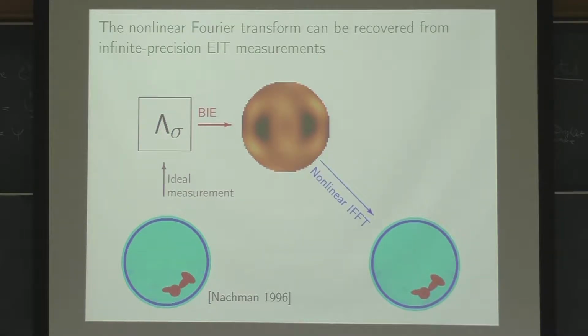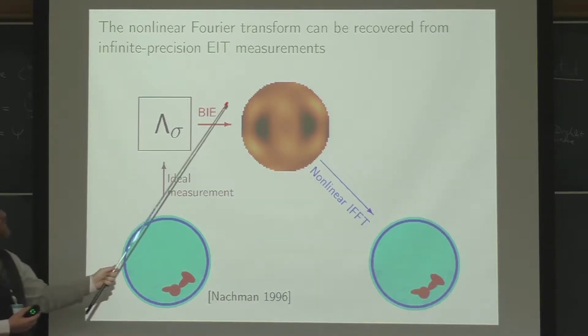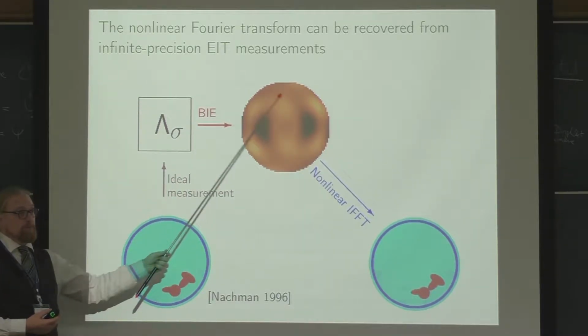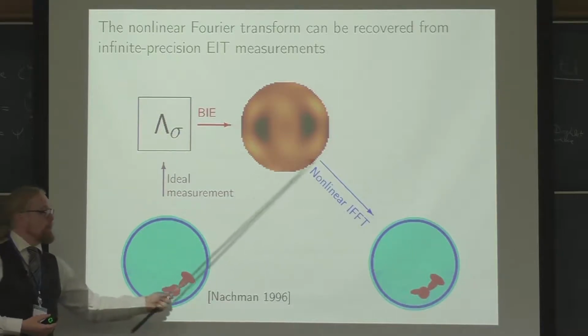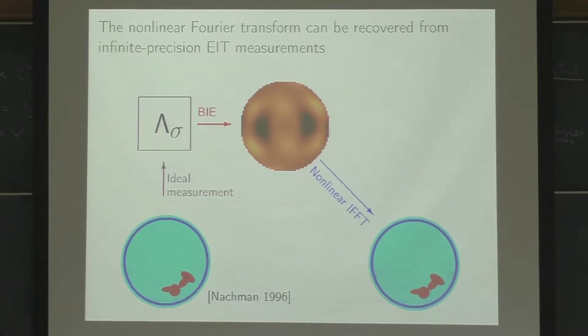And then Adrian Nachman, who is currently at the University of Toronto, showed in his 96 Annals of Mathematics paper that if you know this one, the infinite precision data, you can solve a boundary integral equation and use the results to compute this guy in the whole complex plane. And then apply this one and you will get the conductivity back.